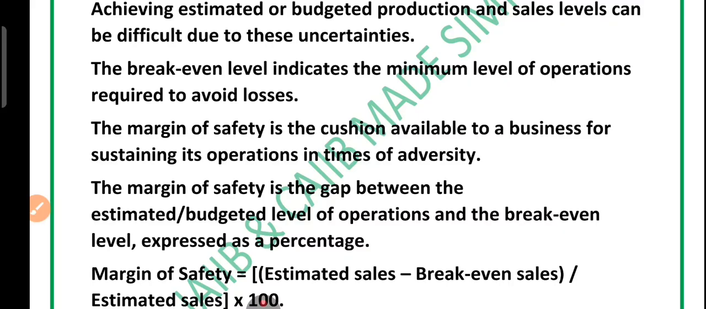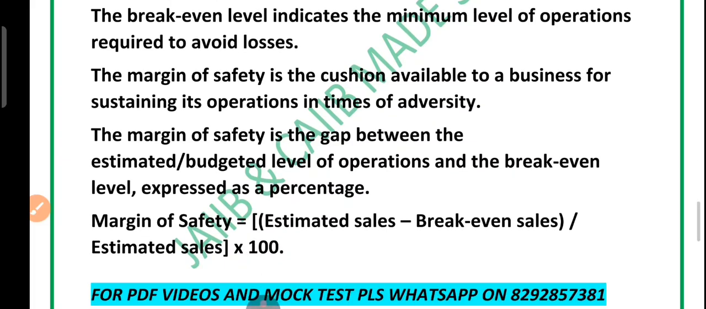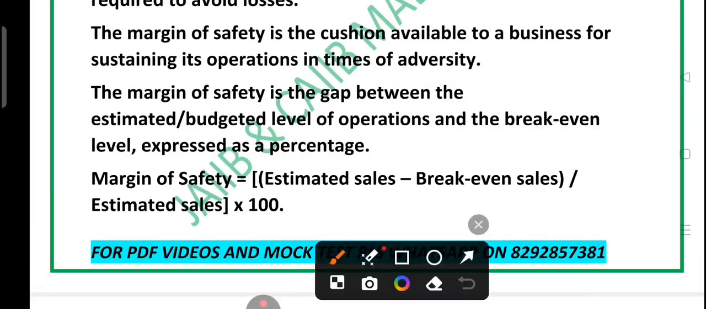If sales suddenly drop due to market disruption, this margin helps the company still survive without going into loss. Just like a safety belt in a car. Suppose due to external slowdown or any reason, the market drops. In that case, this margin of safety helps the company still survive without going into loss. What is the formula? The formula is very simple. Estimated sale minus break even sale divided by estimated sale into 100. So bigger the margin of safety, the stronger and safer the business is during a certain time.